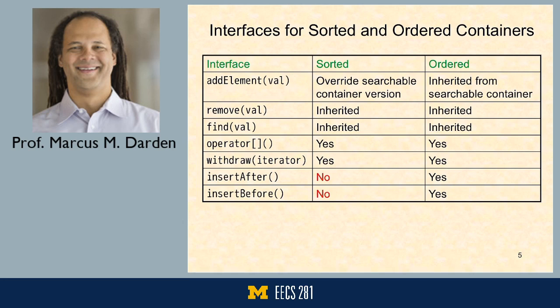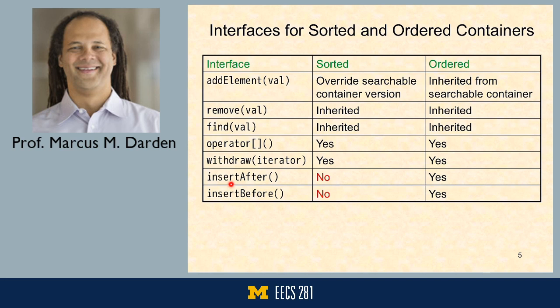searchable, but the sorted container does have to have its own add element because we know that we can't just put something anywhere. There's a particular place where it goes. So the sorted container has to find that insertion location and then put the value there. All right. How about these things? Here's our insertion functions, right?